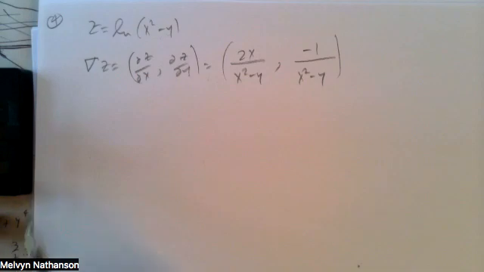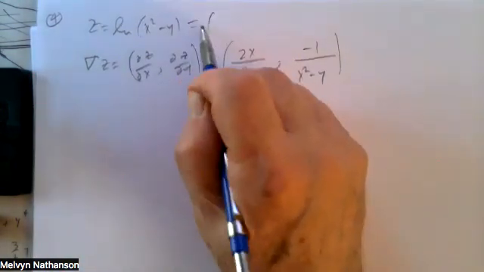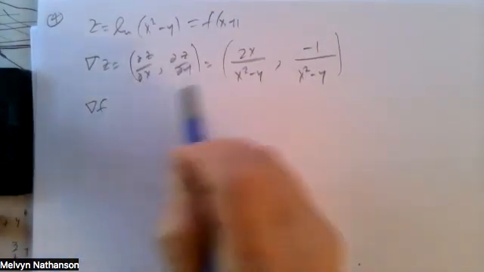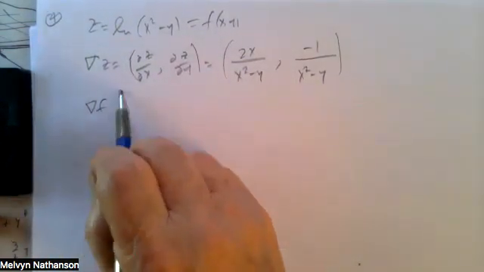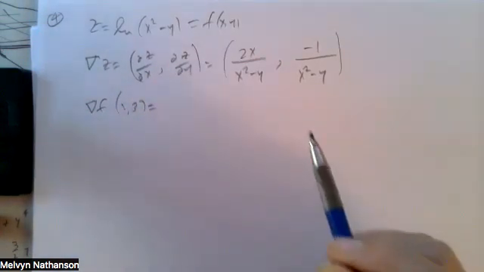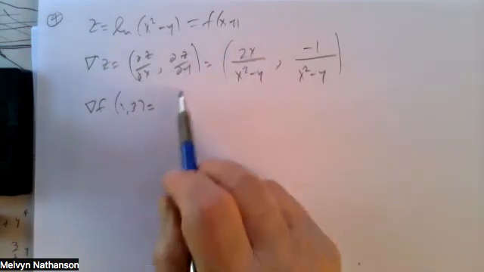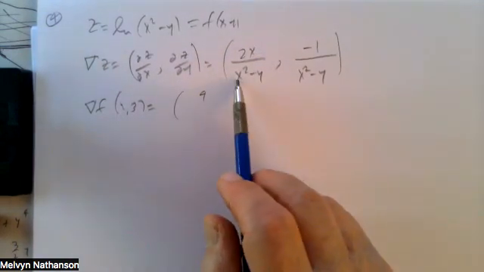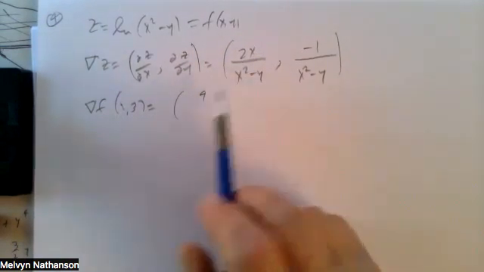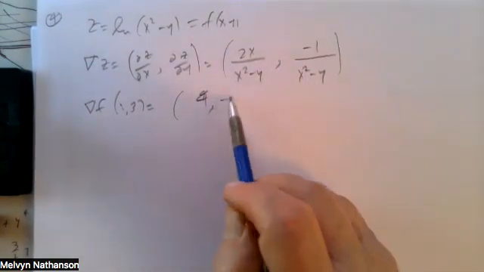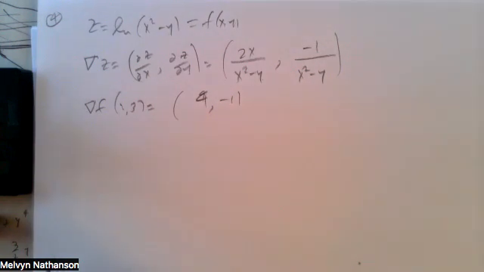So that's the gradient, and let me call this f of x y. So the gradient of f evaluated at the point 2, 3 is equal to, when x is 2, x squared is 4, minus 3 is 1, so that's just 4, and 4 over 1, minus 1, that's the gradient.